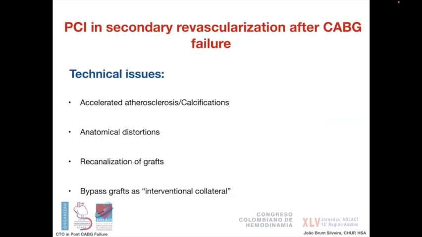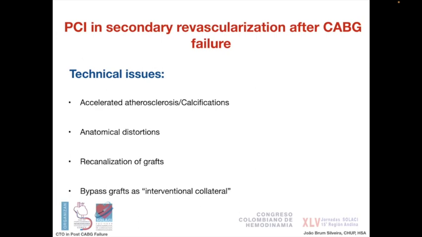But what are the problems that you are facing when you are talking about revascularization after CABG failure? First of all, you have technical issues. This is a very important point. First, there is accelerated atherosclerosis and calcification because you don't have flow behind the graft, and it's a problem because you have accelerated atherosclerosis, and the most terrifying disease is calcification.